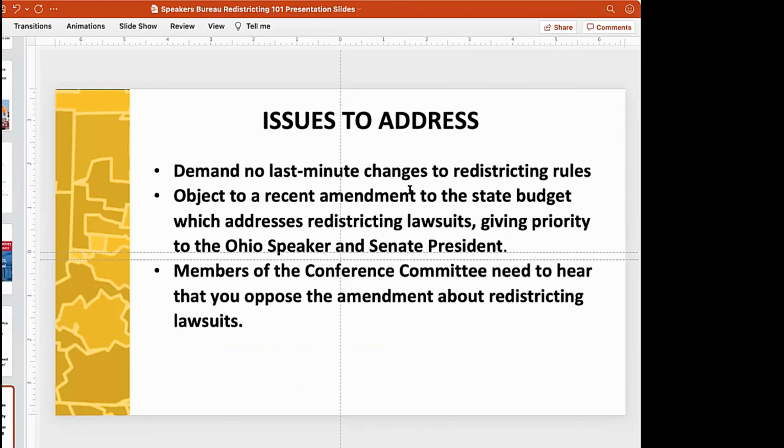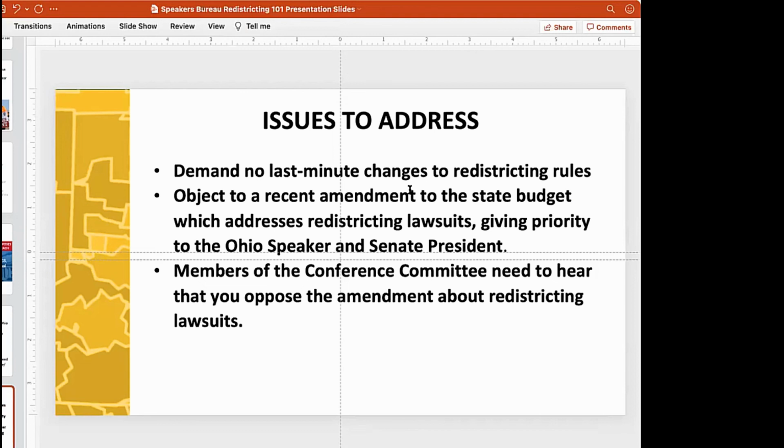So the issue to address is to demand no last minute changes to the redistricting rules. You may have read in the paper that the Ohio General Assembly has been working on a state budget, and it's gone from 500 pages to 700 pages and now 1,000 pages. I don't know how many it is today, but one of the things they stuck into it was an amendment which addresses the possibility of redistricting lawsuits and gives priority to the Ohio Speaker and the Senate President, both of whom are Republicans. So it clearly does not honor the bipartisan nature of the redistricting process.